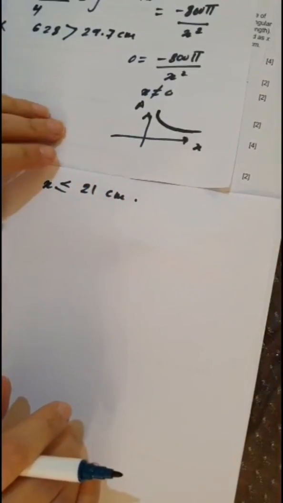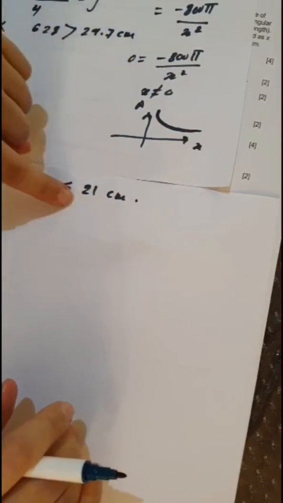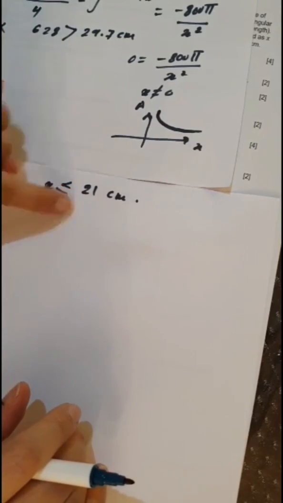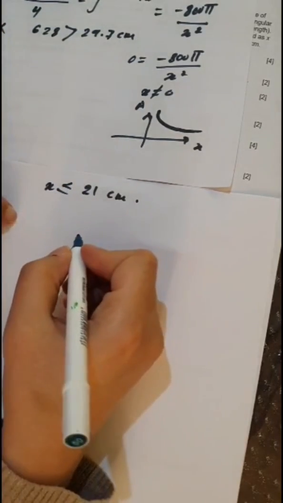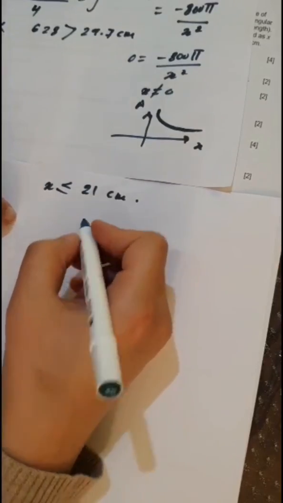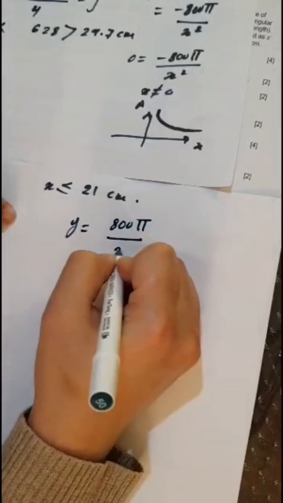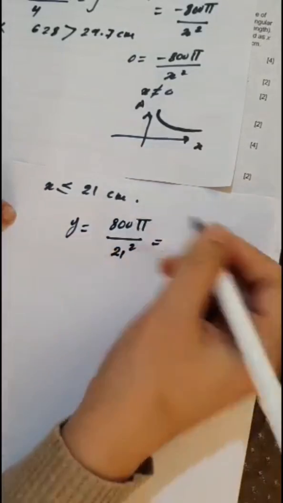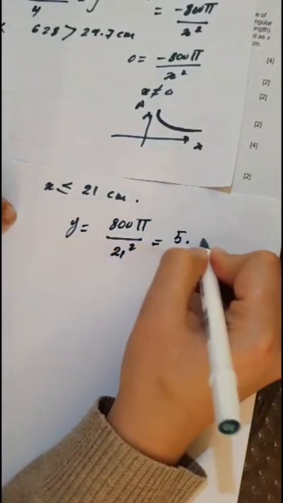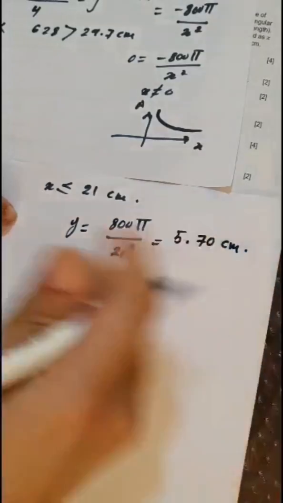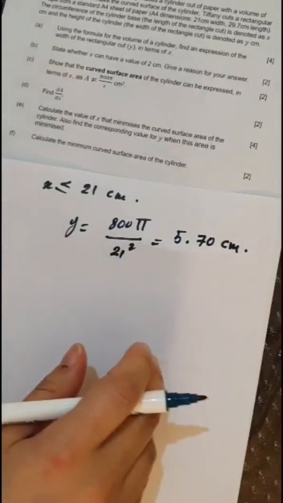That's why I'm going to say that x is equal to 21, which is given in the question. And if I want to replace x by 21, I'm going to get y equal to 800 over 21 to the power of 2, and to find this value, I'm going to get y equal to 5.70 centimeters. And this is what I'm going to use for the next question.